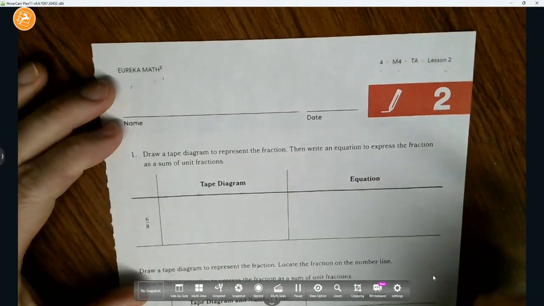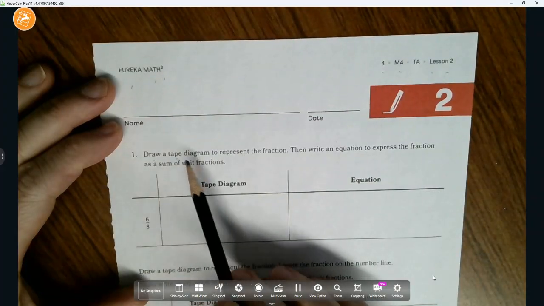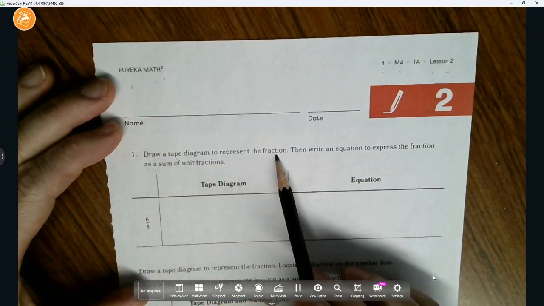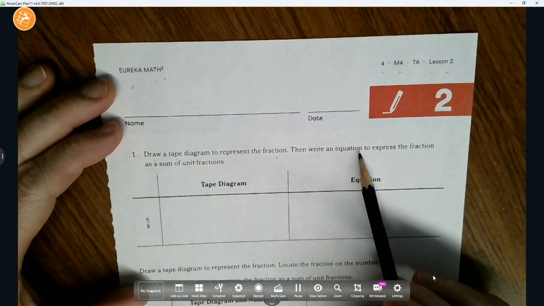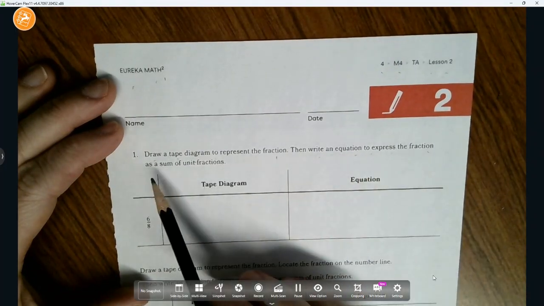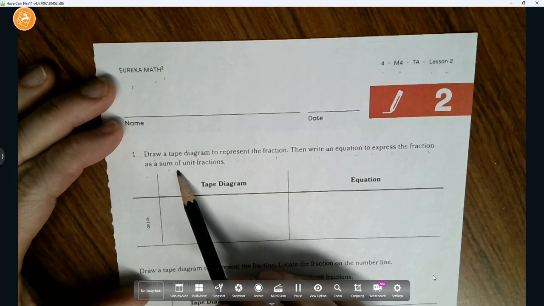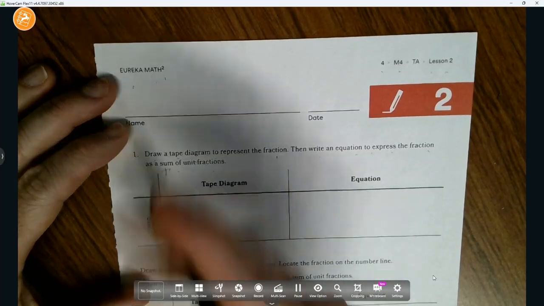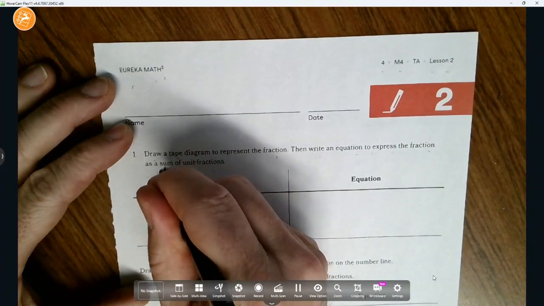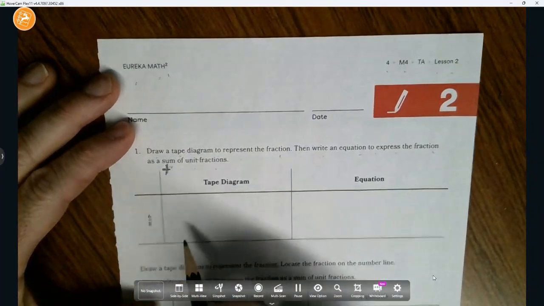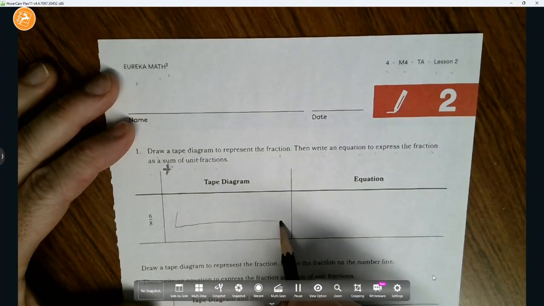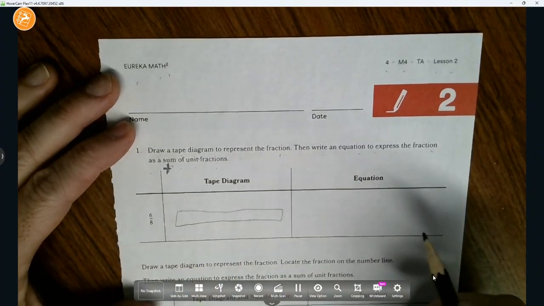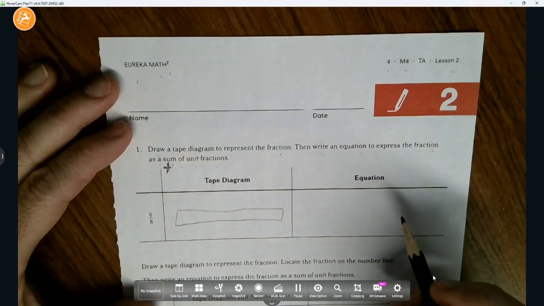All right, let's look at number 1. Draw a tape diagram to represent the fraction. Then write an equation to express the fraction as the sum of unit fractions. Remember, sum means we're adding, okay? All right, so tape diagram. There's our tape diagram. Doesn't have to look the greatest. Mine doesn't, but it's going to work.